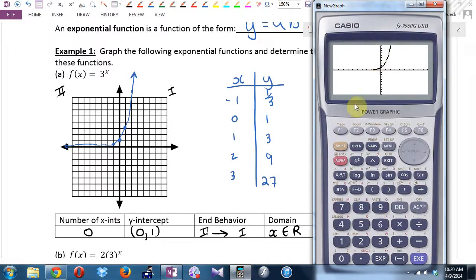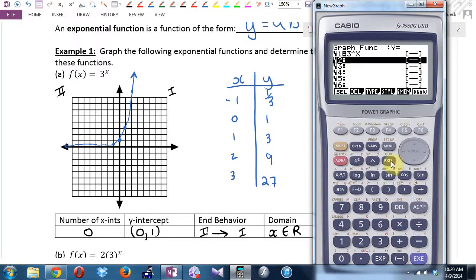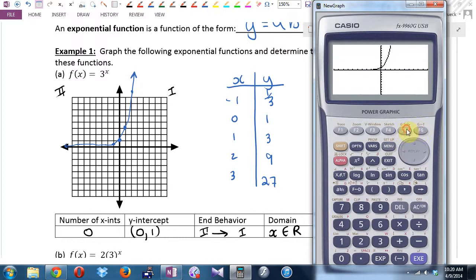If we look at our graph that we have here, if you go G-Solve and try hitting the root button, it's going to give you an error saying there is no root, no x-intercept. If I go G-Solve F5, max and min won't work either because there is no maximum or minimum. Y-intercept will say it goes through 0, 1.